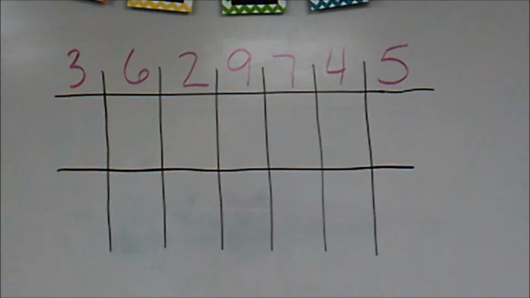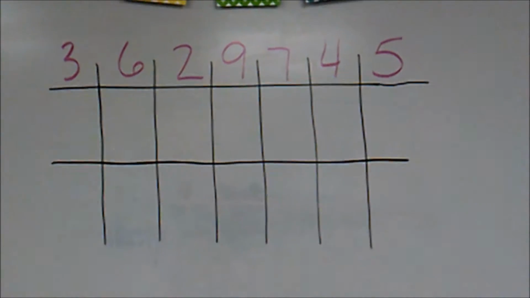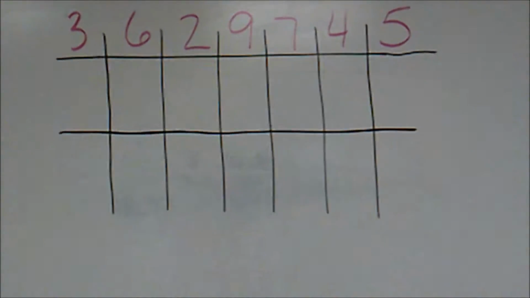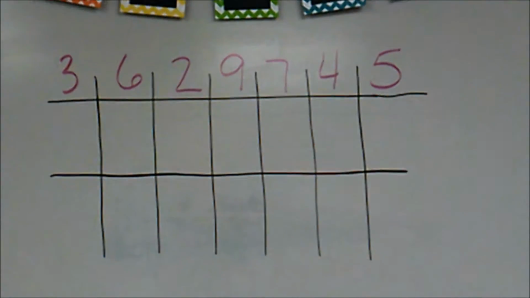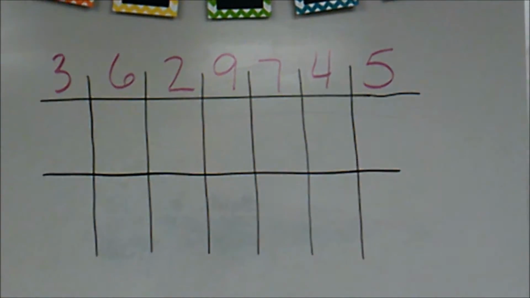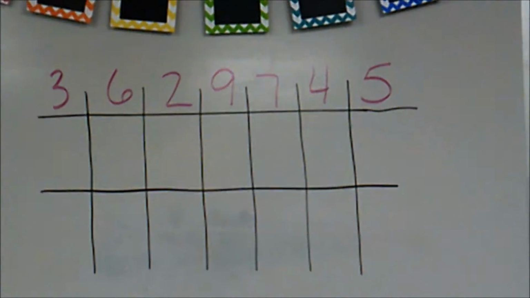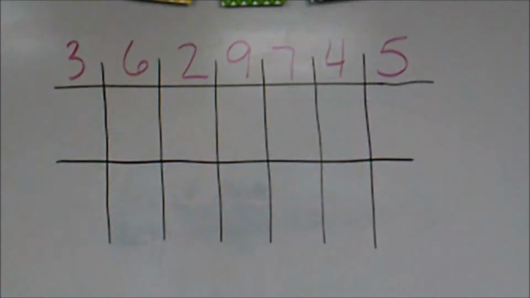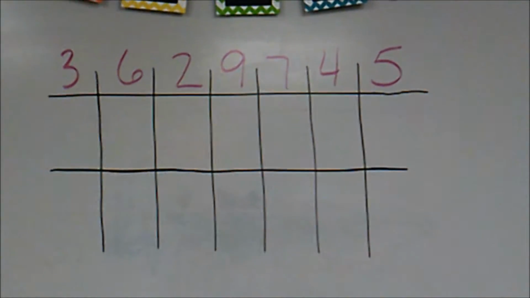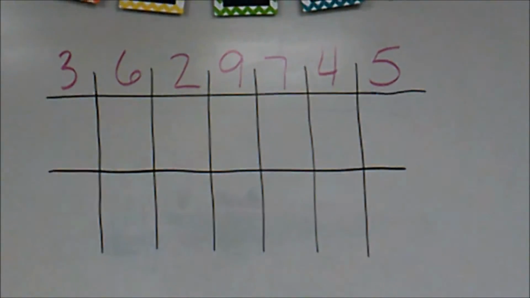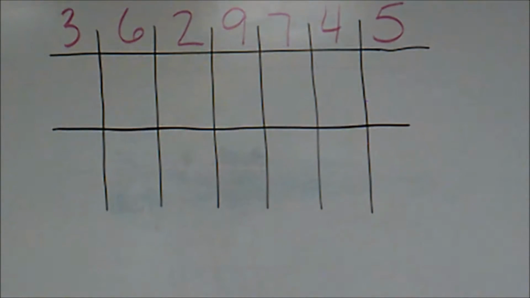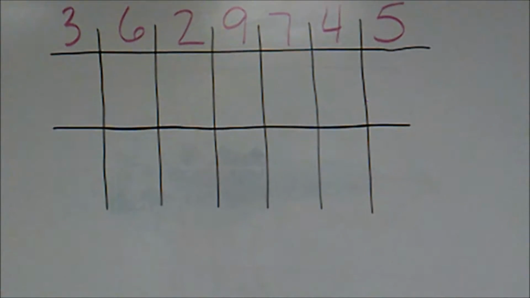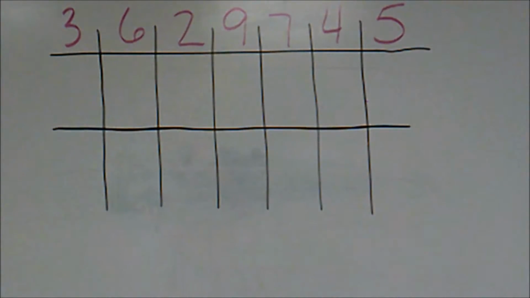Now on the top line there, I put digits going across the top to make a rather large number. The number actually reads 3,629,745. It's actually the amount of money in my bank account right now. Not. So now I need to go back to second grade and start identifying some of these place values.